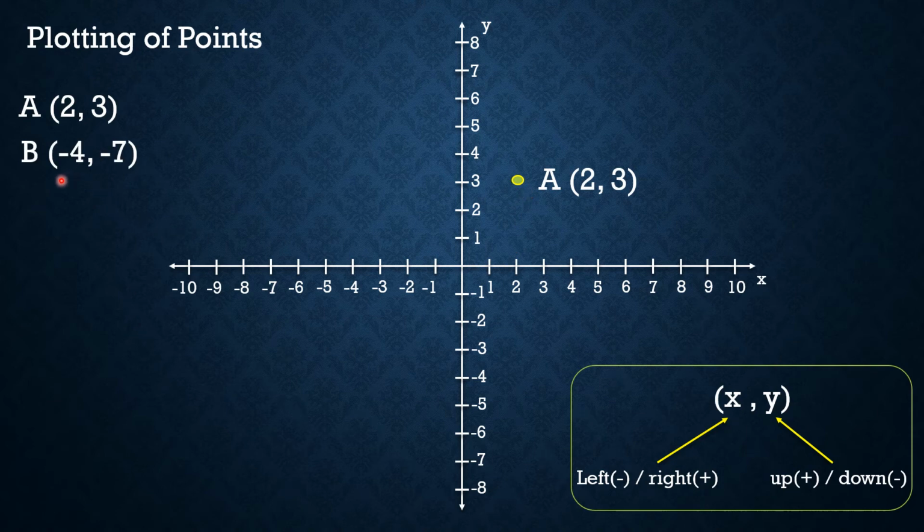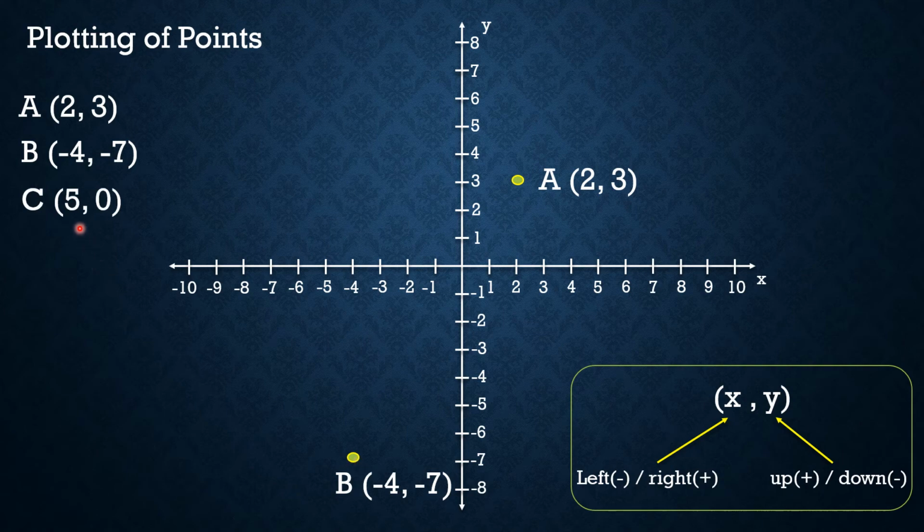Second example, let's say point B, which has the coordinates negative 4, negative 7. So, the x-coordinate is negative and the y-coordinate is negative. So, ang movement natin, left, down. So, starting from the origin, we have to move 4 units to the left. 1, 2, 3, 4. And then 7 units downward. 1, 2, 3, 4, 5, 6, 7. Therefore, the location of point B is here.